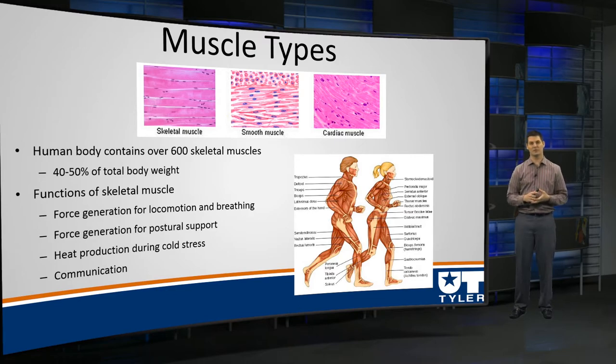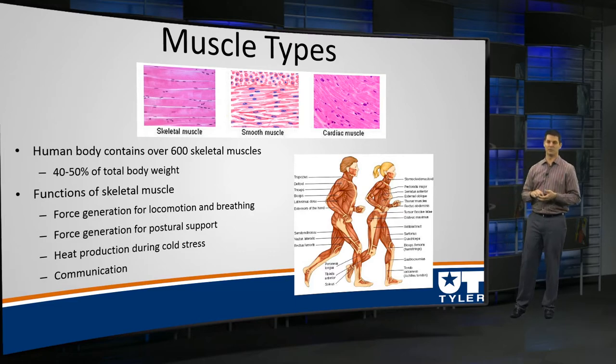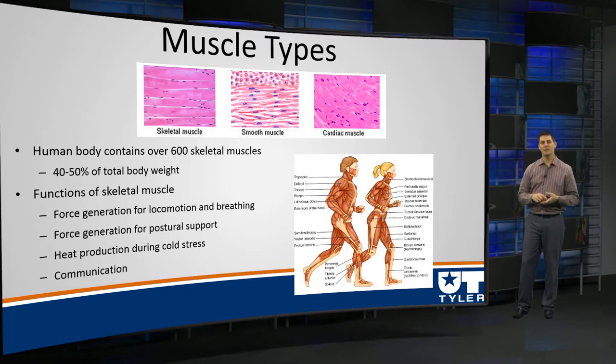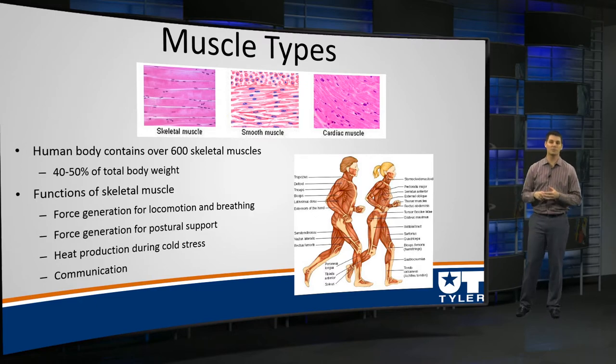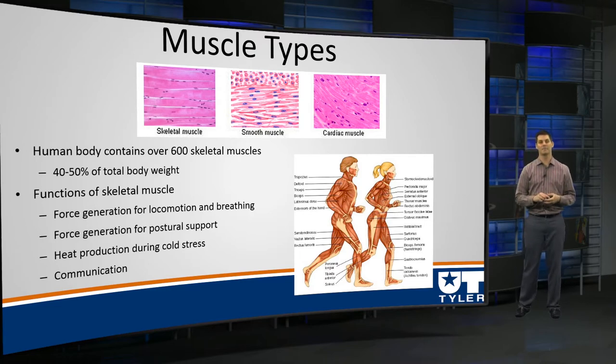Whether that's endurance exercise, where we're using it to generate force to run long distances, or resistance training, where we're trying to increase the amount of force we can produce. However, one other thing that we'll talk about and important to note is that our breathing is also regulated by muscle, and our diaphragm is the primary inspiratory muscle and will come into play in the last unit of this course. Right? It's also important for force generation for postural support, so the ability to stand here is, of course, all regulated by the ability of muscles to contract and keep me upright.